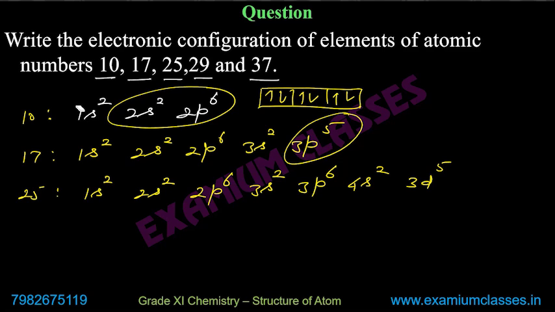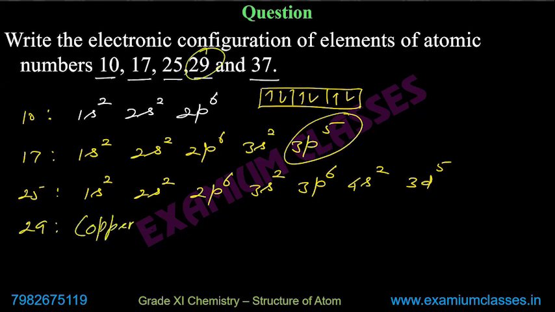Okay. So some questions will be there. Few questions will ask, out of these configurations, which configurations represent noble gas configuration? So you will see those ones where all the orbitals of the valence shell are fully filled. So valence shell in this case is 2, and all orbitals S and P are completely filled. So this is noble gas configuration. Then 29. 29 we have done, it is an exception. It is copper. Exception.